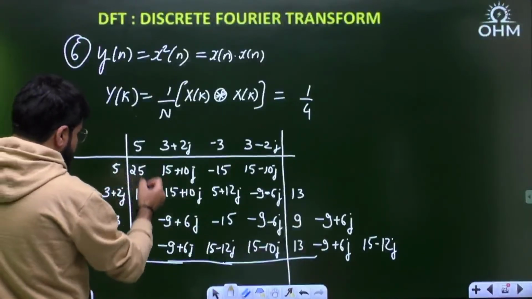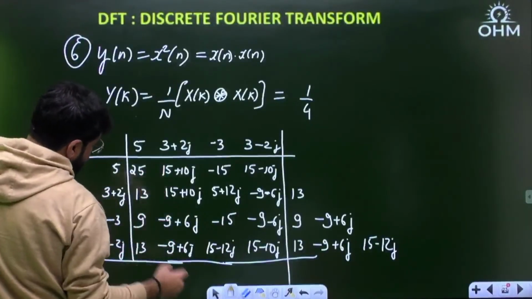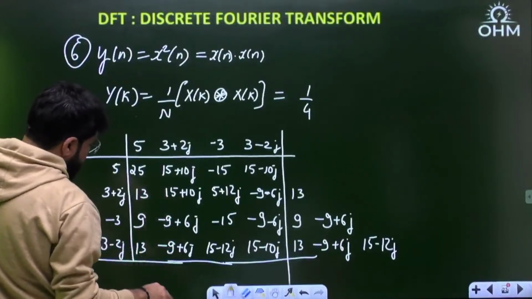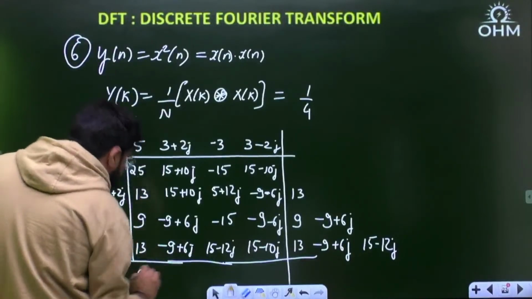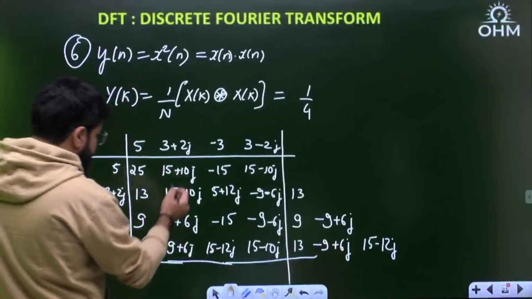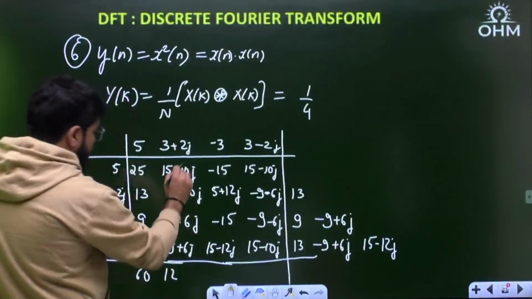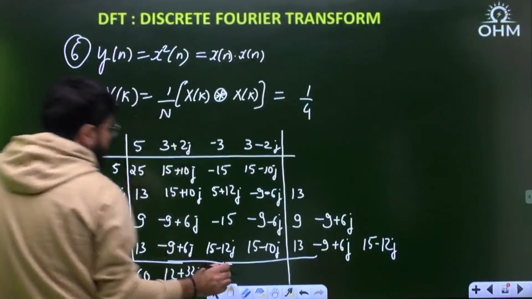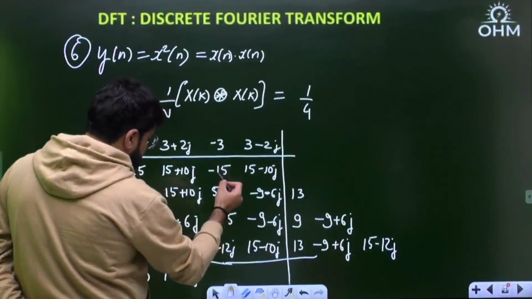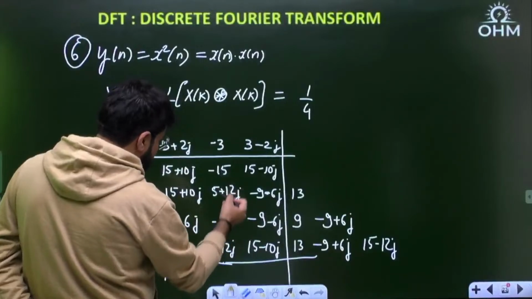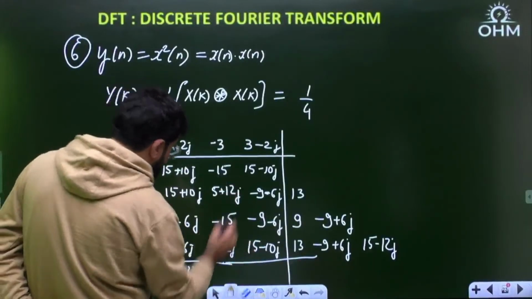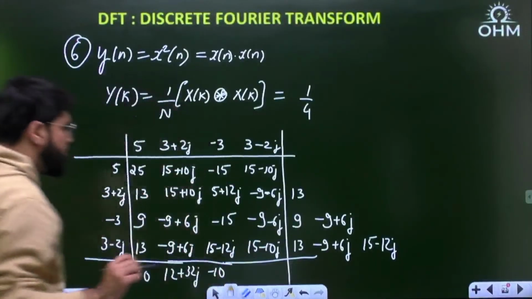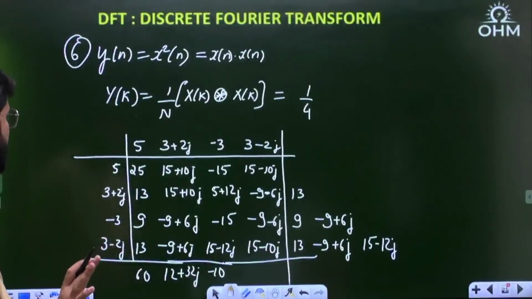Now let me add again. How much is it? 25 plus 9, 34, and 34 plus this further 26, so this is 60. Then 15 minus 9, 6, and 6 and 6, 12. Then 10, 6, 16, 10, 6 again 16, 32j. Now this is minus 15, 15, 15 cancel, so minus of 10. Hope the calculations have gone right. Looks like correct only.